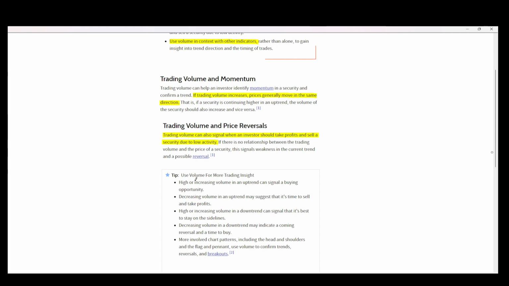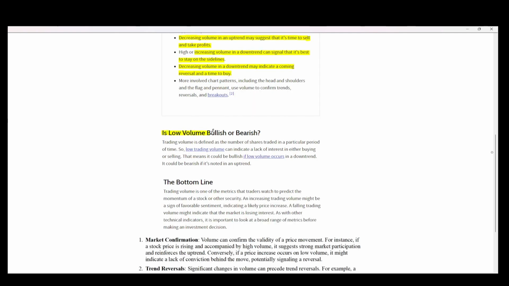For example, increasing volume and also increasing price could be a really good buying opportunity. Decreasing volume in an uptrend may suggest time to take profits. Increasing volume in a downtrend could suggest that the price may continue going down. Decreasing volume in a downtrend might also suggest a reversal is about to come. And I'll be providing my thought process on low volume. Is this bullish or bearish? Well, that all depends, and we'll go over that in just a moment.